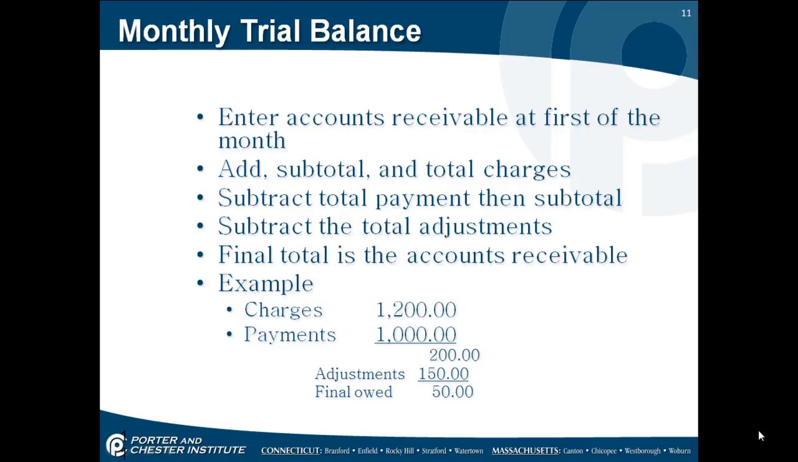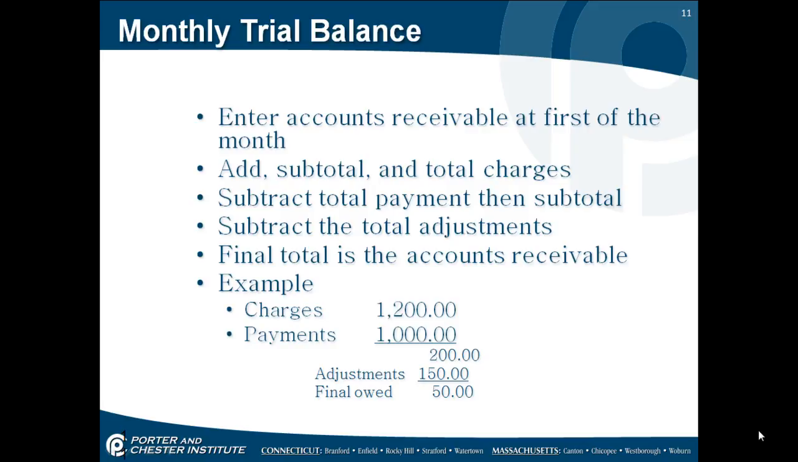A monthly trial balance. You enter accounts receivable at the first of the month. Add, subtotal, and total the charges. Subtract the total payments, then the subtotal. Subtract the total adjustments. The final total is the accounts receivable.